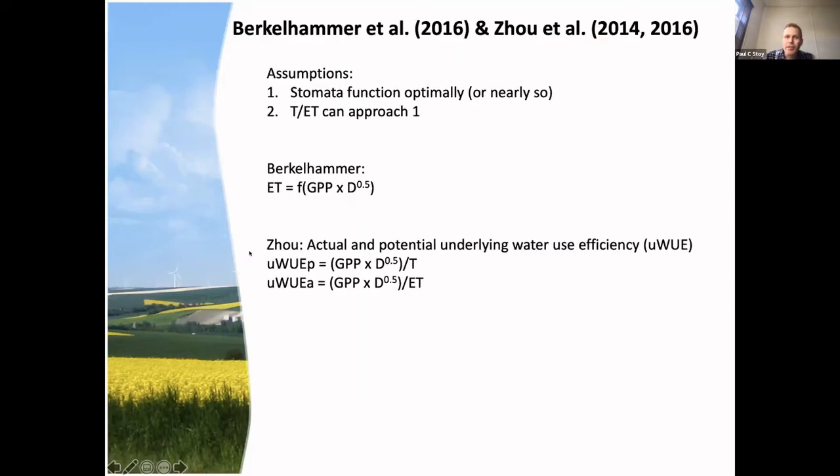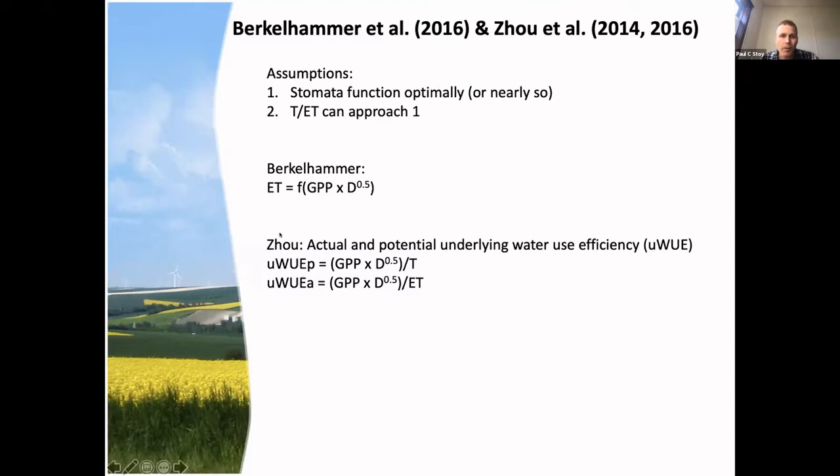Of course, there are a number of partitioning approaches that are able to take into account some of these dynamics. Some are different, but have similar assumptions, by Berkelhammer and others in 2016 and Zhou et al. 2014, 2016. There have been recent updates on these papers as well. They make a few assumptions that we can test. One is that plant stomata function optimally in response to increasing vapor pressure deficit. And the second is that at the ecosystem scale, the transpiration to evapotranspiration ratio can approach one.